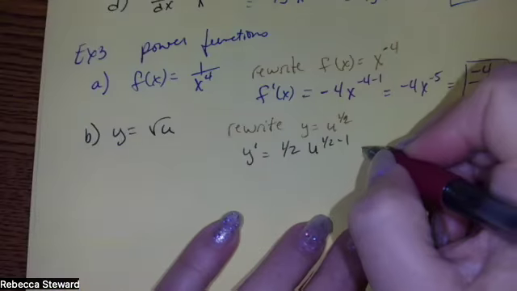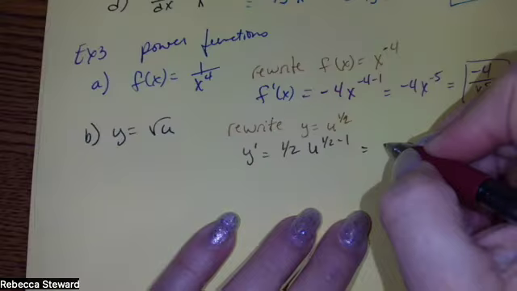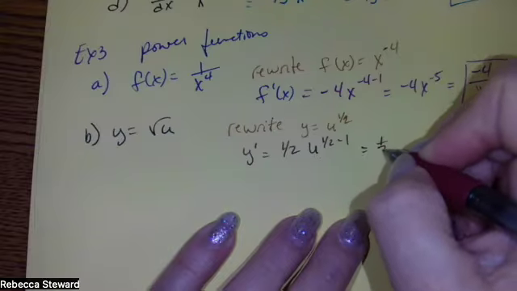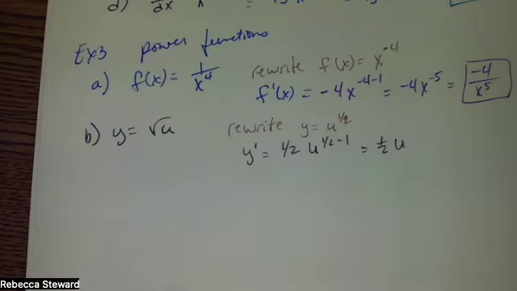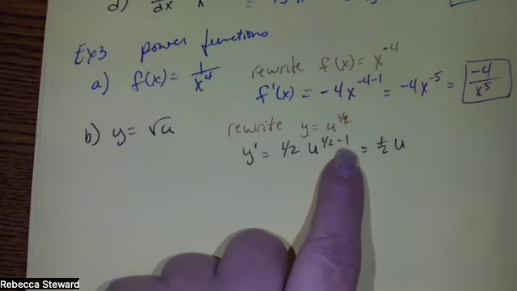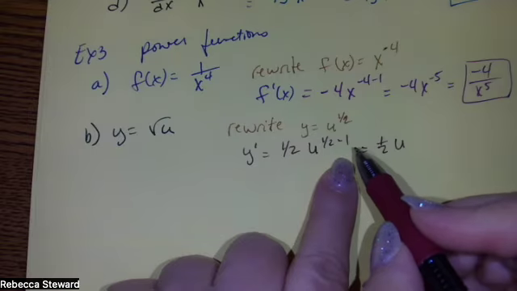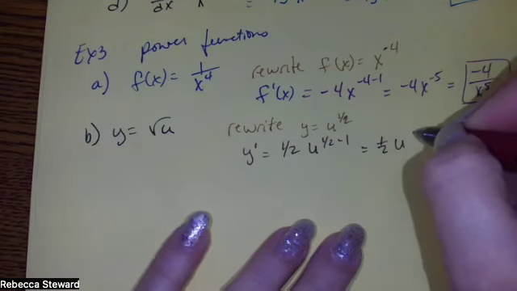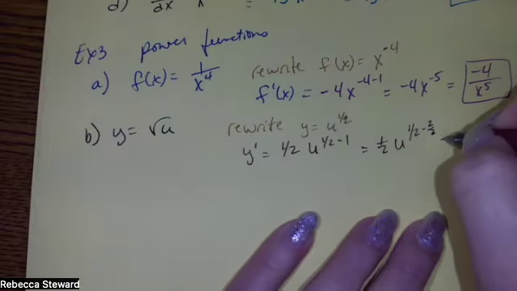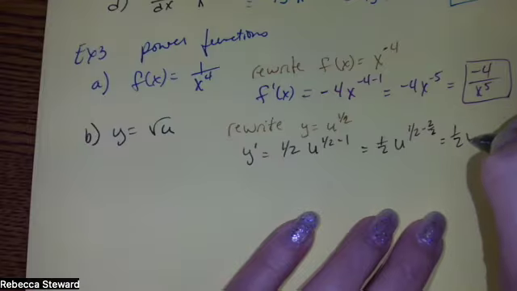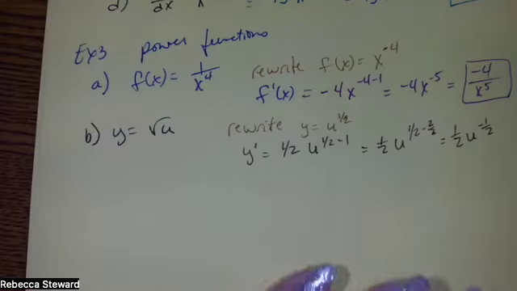Again, we need that common denominator. So that is going to get us 1/2 u. Now you could make that 2 over 2, or you can understand that if you are subtracting 1/2 from 1, you get the negative 1/2. You can do it either way. Minus 2 over 2 will get us 1/2 u to the negative 1 over 2.